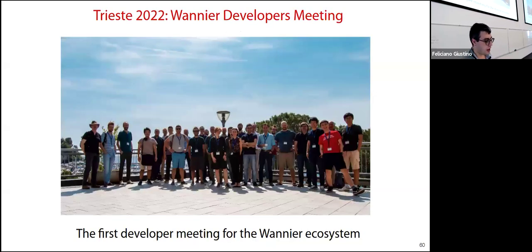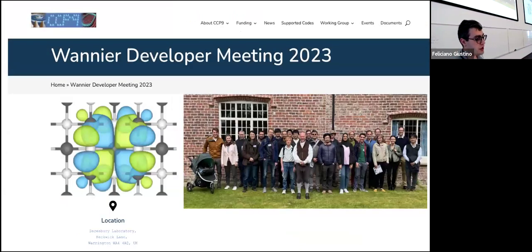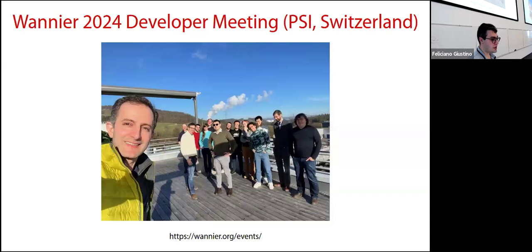And the same year, we also did a developer meeting. Okay, and so you can also find the recorded talks of this developer meeting. It's actually interesting because I found that some of these talks have been cited as references in papers. So I guess there was technical content that was particularly interesting for the community. Okay, and we try to do this developers meeting every year. So 2023, this was in the UK, in Daresbury. This year we had it at the Paul Scherrer Institute in Switzerland, hosted by Nicola and Giovanni Pizzi. And if you're interested in developing features, just monitor this, because you might actually want to join us in one of these meetings in person.